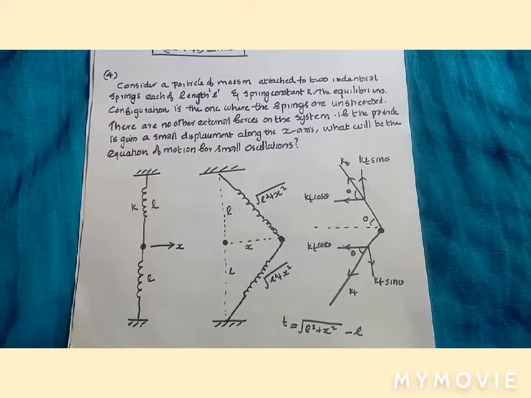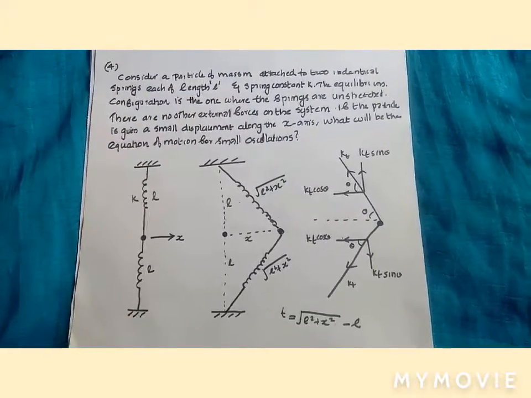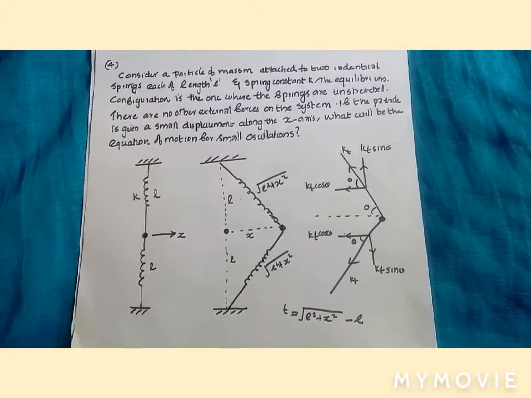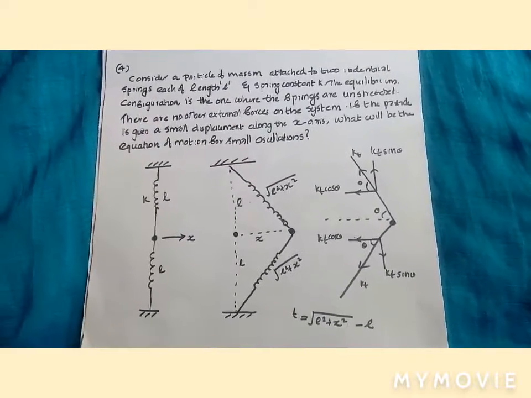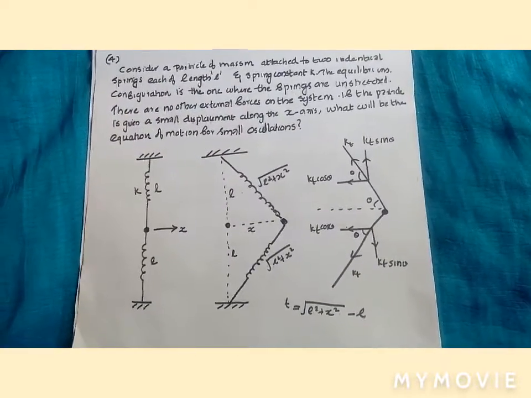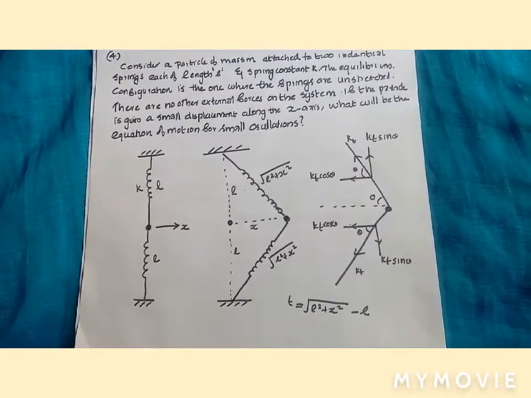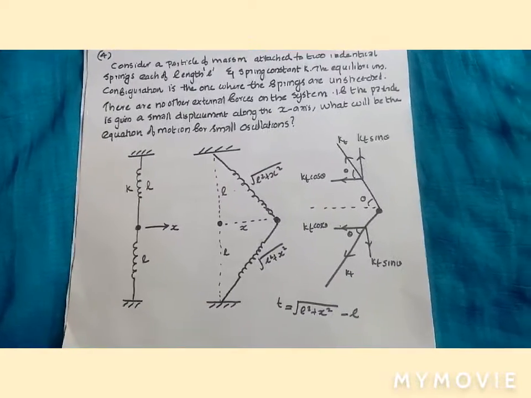Next problem: consider a particle of mass m attached to two identical springs, each of length L and spring constant K. The equilibrium configuration is the one where the springs are unstretched. There are no other external forces on the system. If the particle is given a small displacement along the x-axis, what will be the equation of motion for small oscillation?